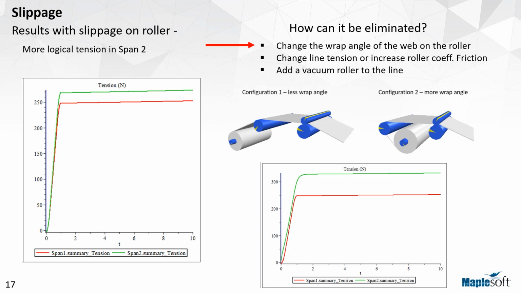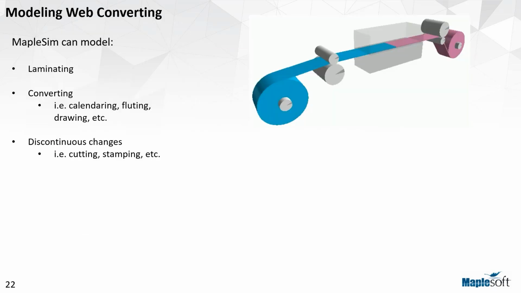So again, this is a way that you can explore some solutions to a problem that you might have. And we talk more about other solutions to other problems in our training as well. The last topic that we'll be talking about in this webinar is web converting. So MapleSim can model a few topics falling under the umbrella of web converting.